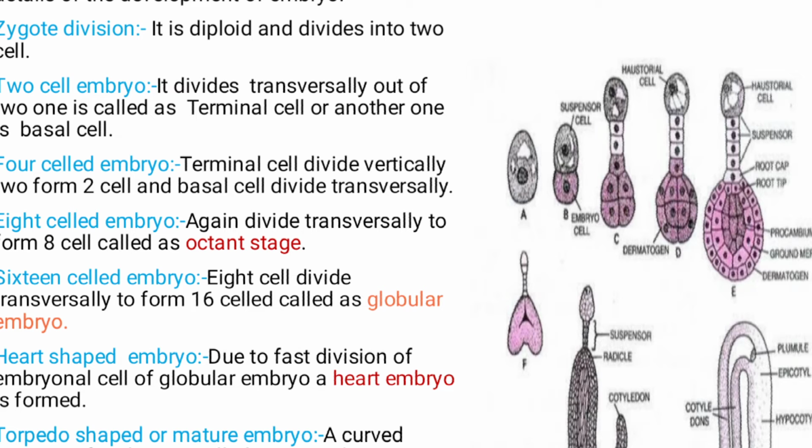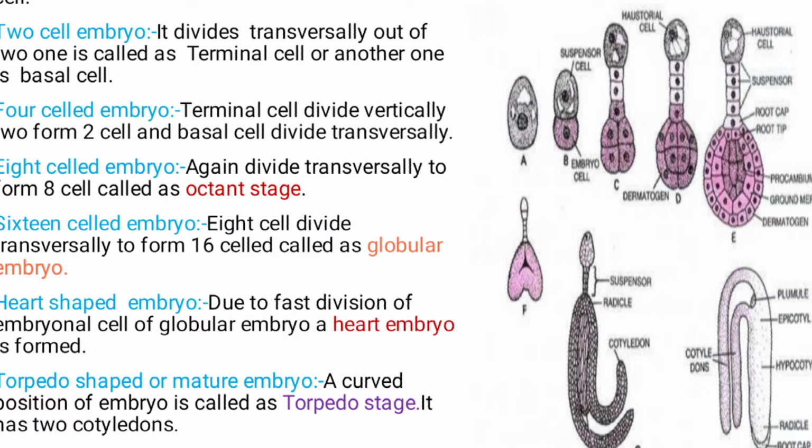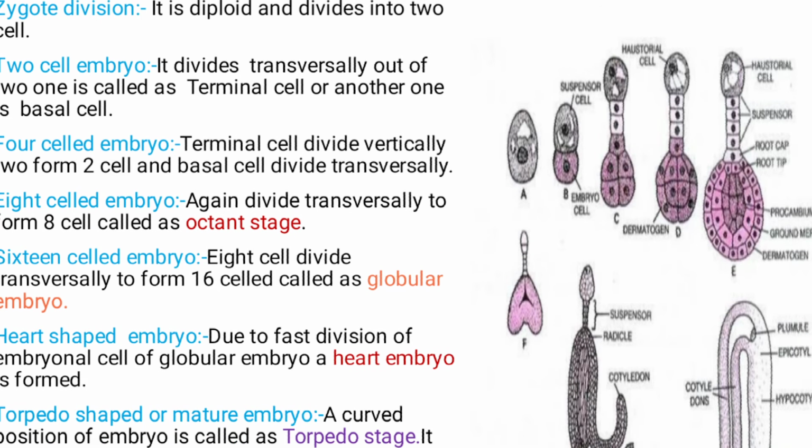Now next, again the eight cells divide into 16 cells due to the transverse division. Out of 16 cells, 8 cells form the outer area and the other 8 form the inner area. 8 जो रहेगा outer और बाकी जो inner है, इसको globular बोलते हैं because it looks like a globe. Now the globular embryo is converted into heart shape due to the mitotic division. This is a heart shape embryo.